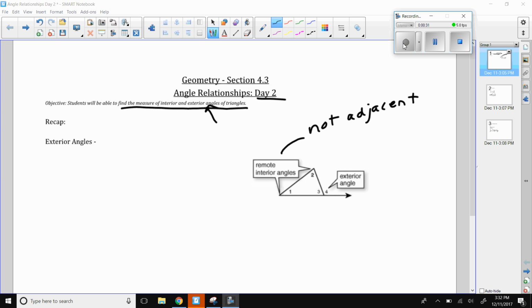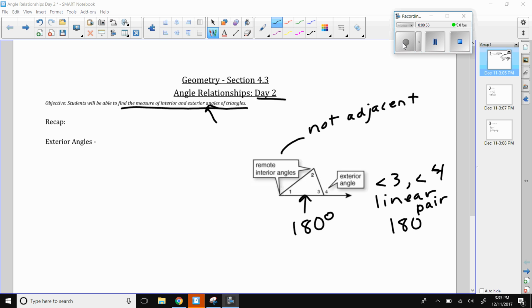to that exterior angle. So all three angles inside the triangle are going to add to 180 degrees. Okay, your two angles right here, angle 3 and angle 4, are your linear pair.